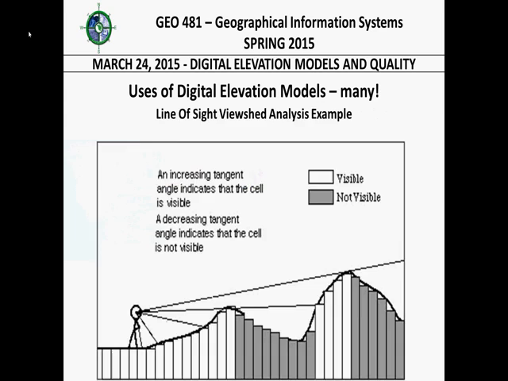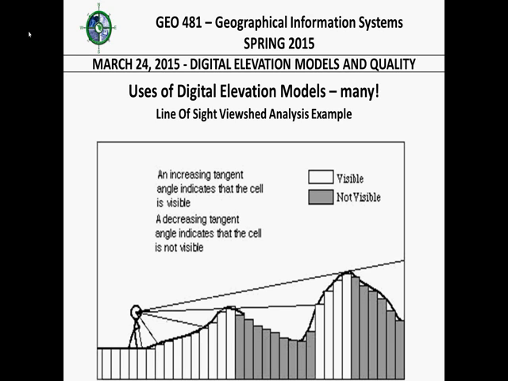Here is a depiction of the viewshed analysis. Here's the digital elevation model that was used. Here's the person, who may not be on the ground. Even if you're standing on the ground, you're 5 or 6 feet above the ground, depending on your height. Or the lookout may be from a building.